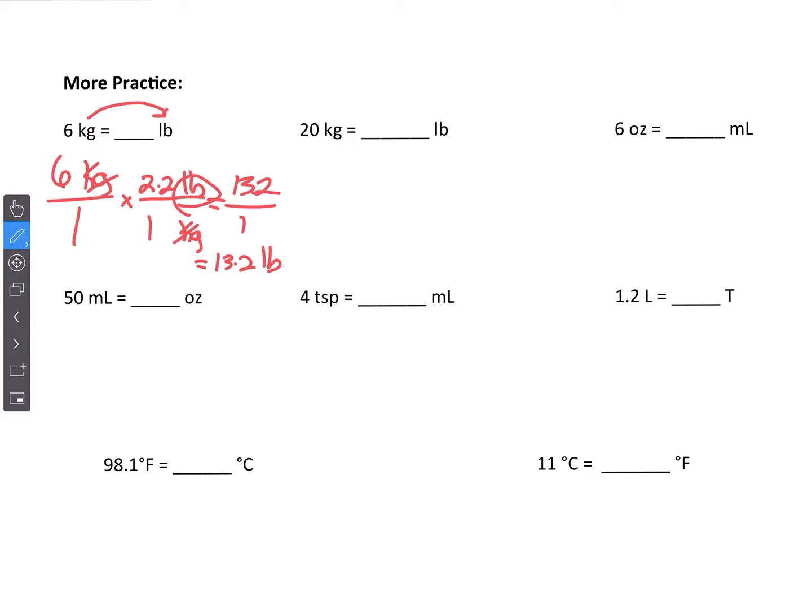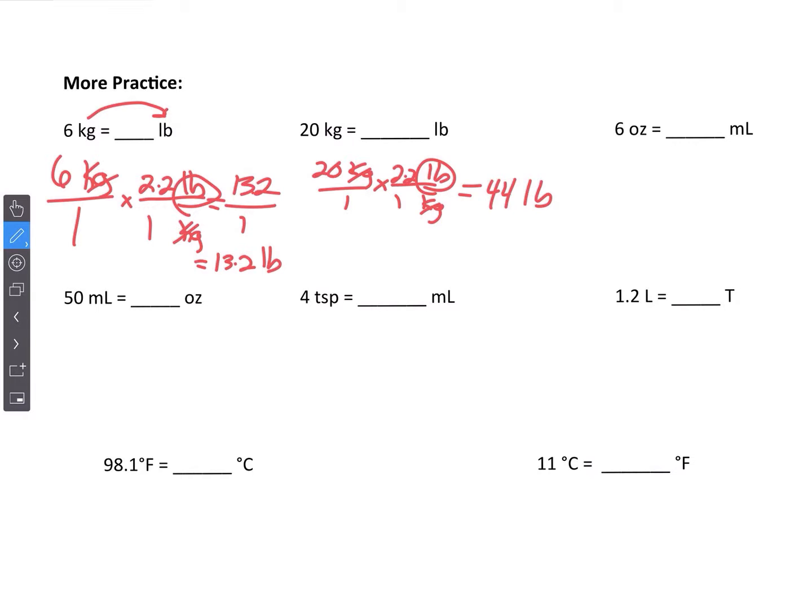For the next one, very similar. I'm starting with 20 kilograms. So now I'll write 20 kg over 1. Just like with the last one, I know the ratio here. There are 2.2 pounds in 1 kilogram. So just like the last one, if you multiply 20 times 2.2, you're going to get 44. There are 44 pounds in 20 kilograms.